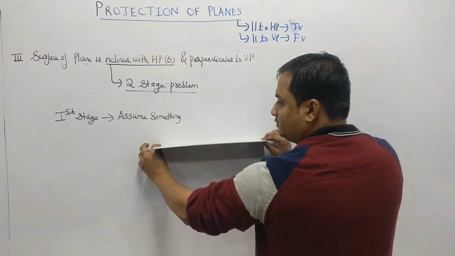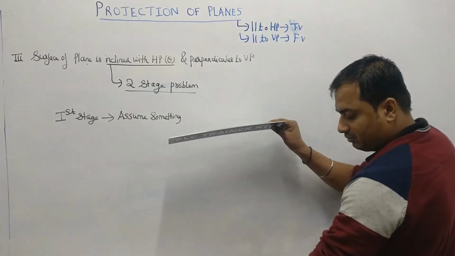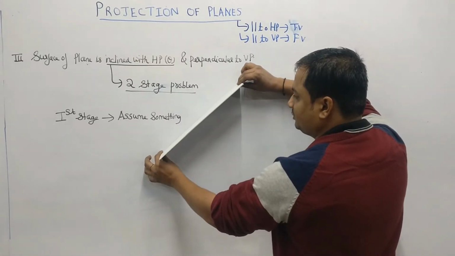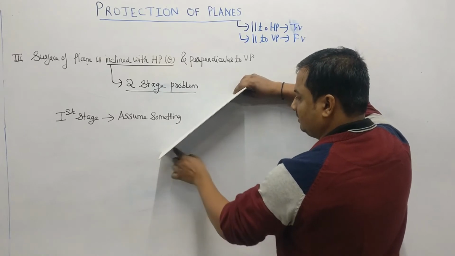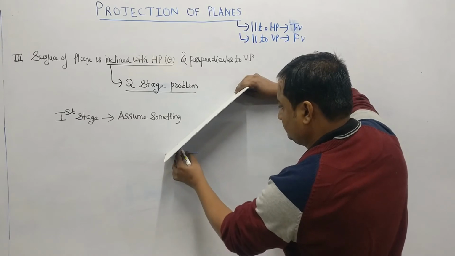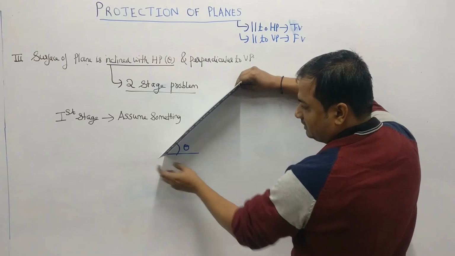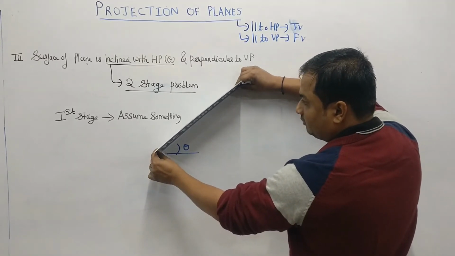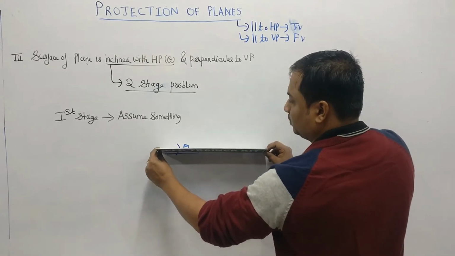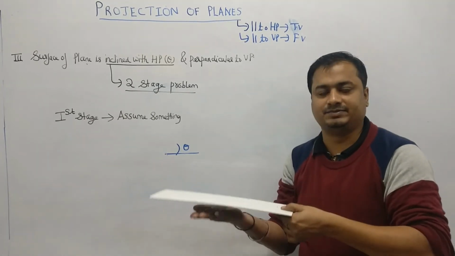So what I have assumed, again I am showing you, if this is my HP, this is my horizontal plane, or you can see the floor is the horizontal plane. What I have done is, this plane was inclined with the HP with an angle of theta. As a first stage, I will be making theta 0. So when theta becomes 0, this plane now becomes parallel to the HP.